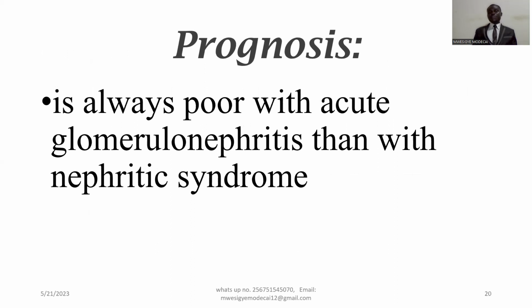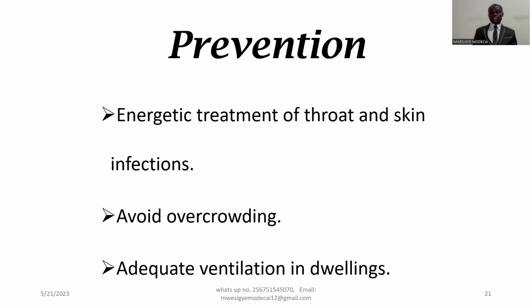If someone suffers glomerulonephritis, is the prognosis good? We are saying no. The prognosis is always poor with acute glomerulonephritis than in nephrotic syndrome. In nephrotic syndrome, here we are having the nephrons affected. But when you have glomerulonephritis, the nephron is affected and also the glomerulus is affected.